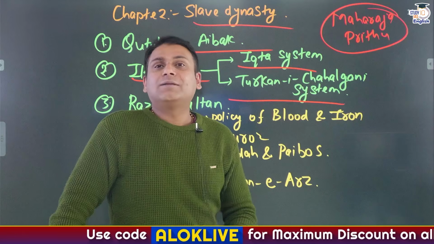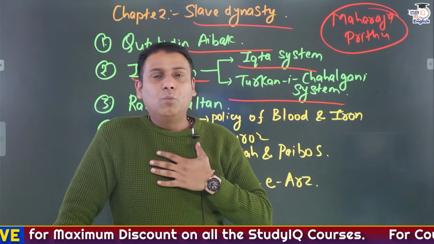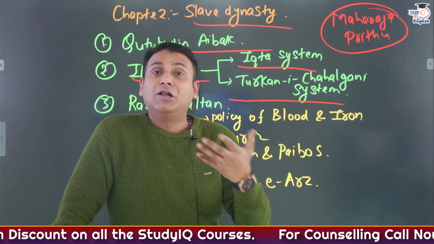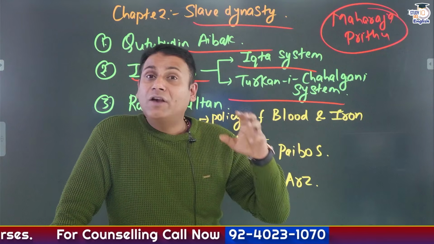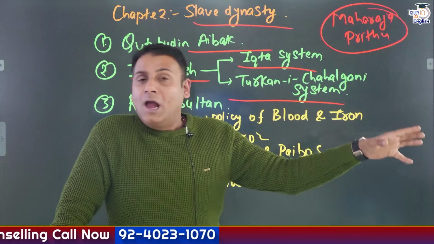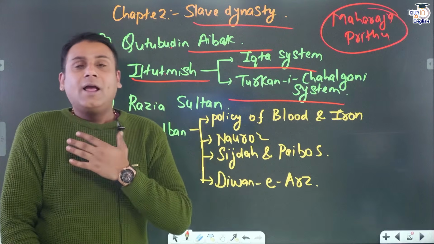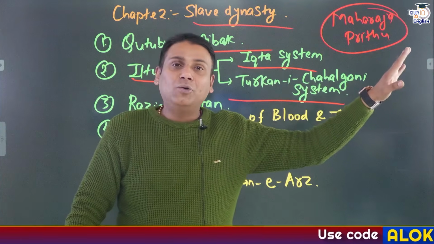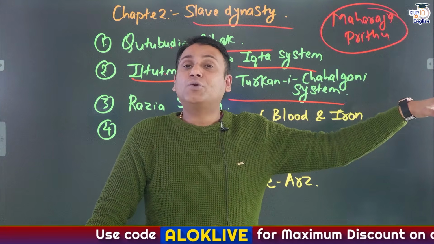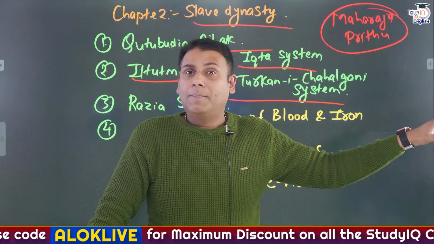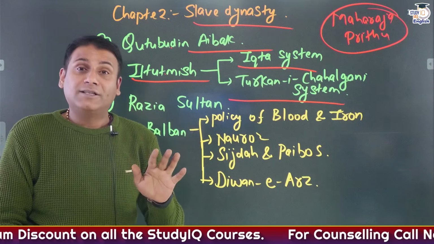Like, what is the Iqta system all about? Iqta system is, for example, if I am working as a minister or a noble in the court of Iltutmish, rather than giving me salary in cash, I was given a piece of land. Whatever money accrued in the form of taxes, I will keep my salary, and the excess amount I will return back to the administration. The excess amount returned back to the administration was referred to as fawazil. I repeat, fawazil. And this entire system is called the Iqta system.